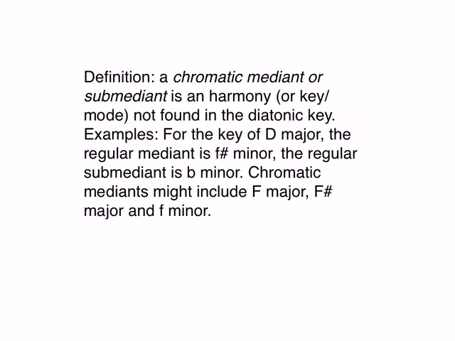A chromatic mediant or submediant is a harmony or a key or a mode that's not found in the diatonic key. For example, in the key of D major, the regular mediant or 3 chord is F sharp minor. The regular submediant or 6 chord is B minor. Chromatic mediants might include F major, F sharp major, and F minor.